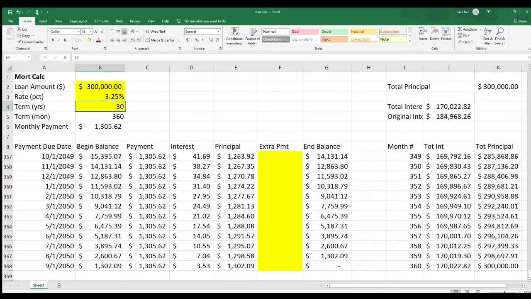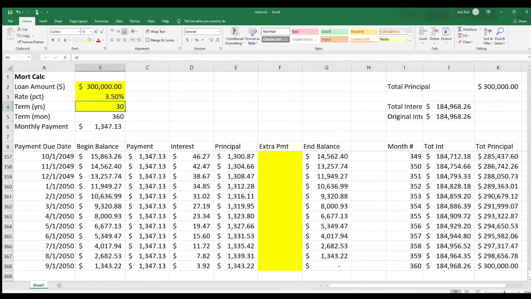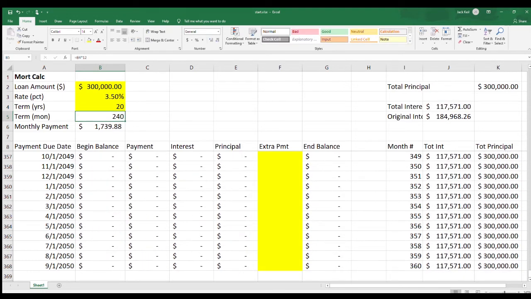So I would save almost $15,000 over the life of the loan by having a lower interest rate. Let's go back to 3.5. What if I got a 20-year loan instead of a 30-year loan?